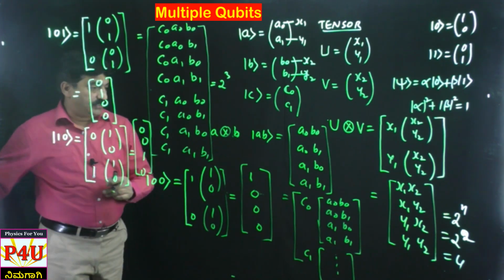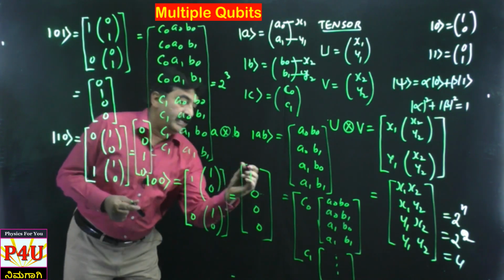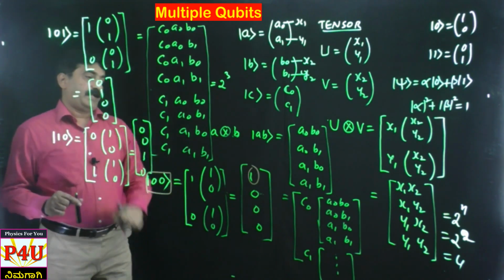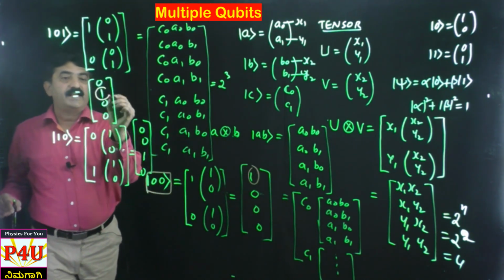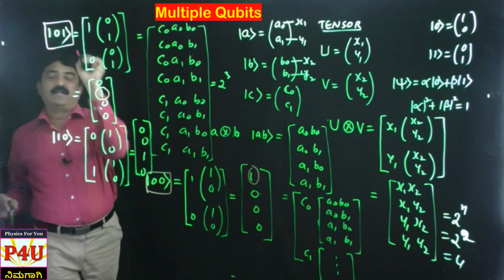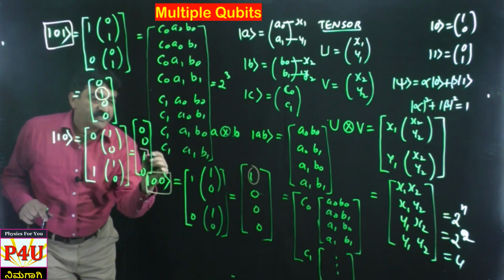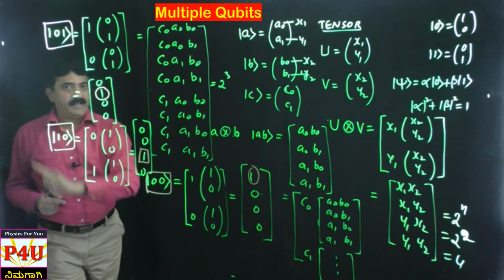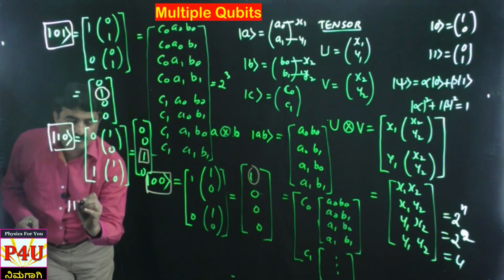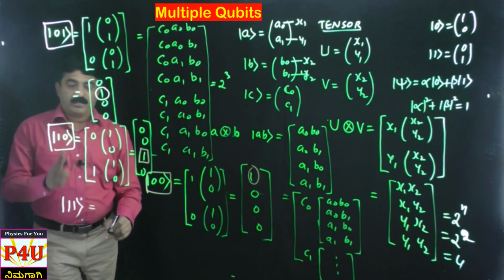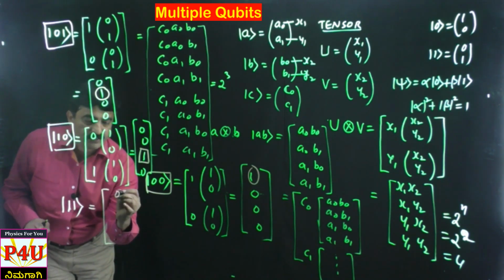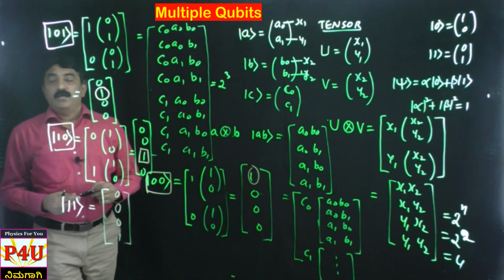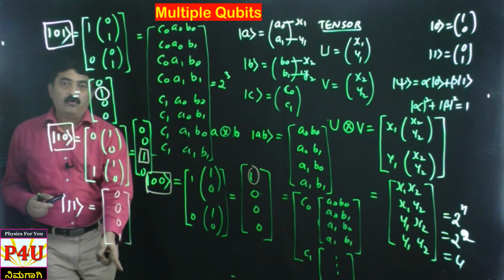Please check, please check. Here the column has 1 in the first place, that is for 0 0 interaction. Here 1 is in the second place, that is for 0 1 interaction. And here 1 is in the third place for 1 0 interaction. Can you guess the next one? Next one, what if 1 1 interact? Yes, you are correct. Definitely you are going to get 0 0 0 1. Clear? See, when 2 qubits interact, you will have 4 elements.